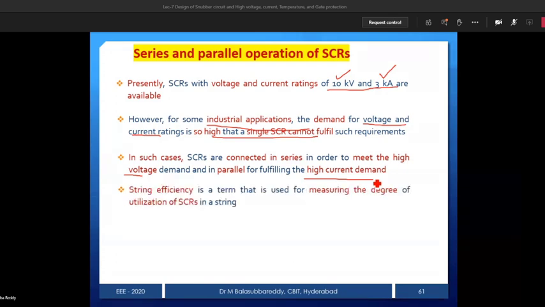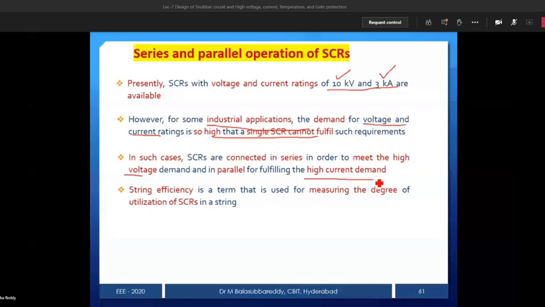Now what is the string efficiency, in terms of measuring the degree of utilization of the SCR? How far you are utilizing the SCRs, we also call it the utilization factor. How can you find it whether you connected 10 SCRs in series or 10 SCRs in parallel? Connecting them in parallel or series, we call it a string. What is the efficiency of a string?